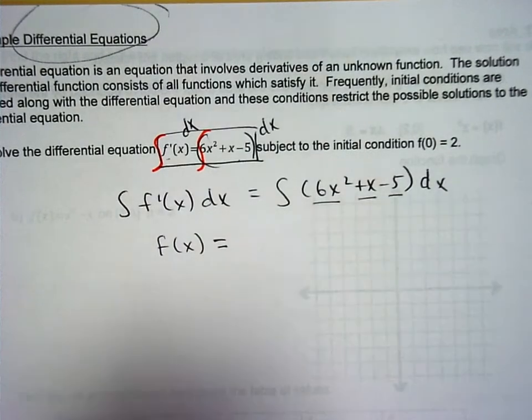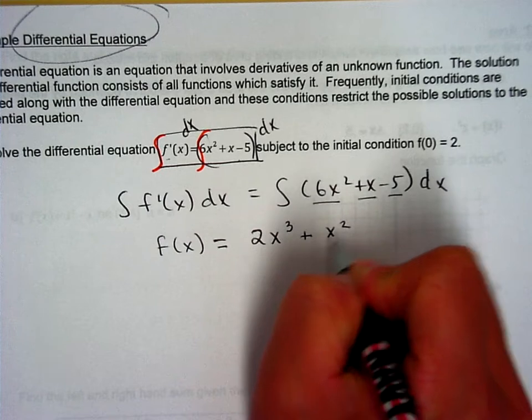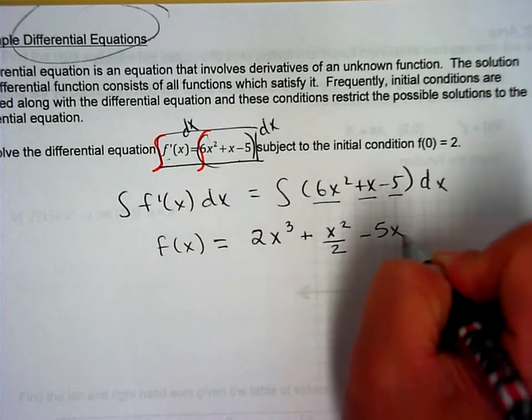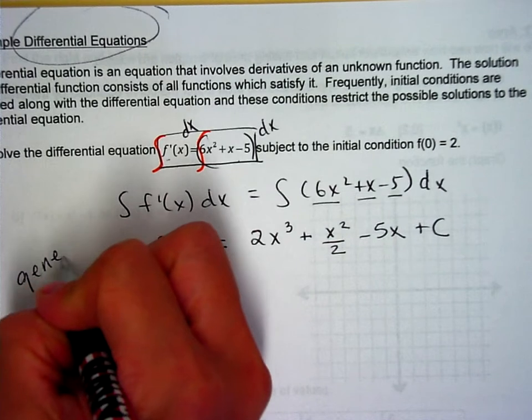And I can just use the power rule here. This is going to be 2x cubed plus x squared over 2 minus 5x plus c. So this is called your general solution.